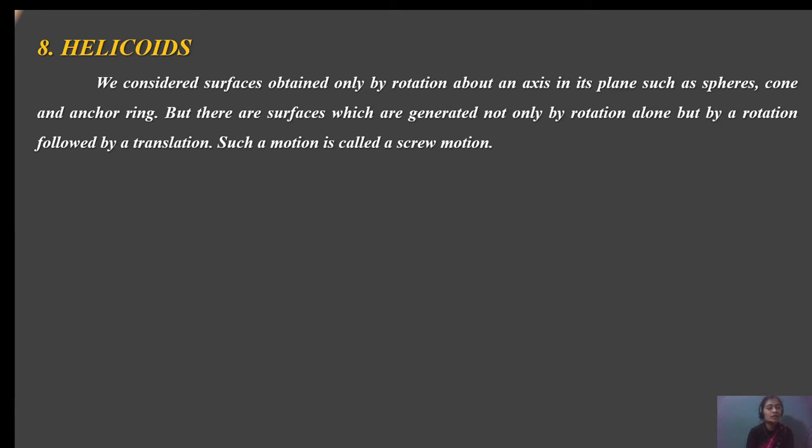We consider surfaces obtained only by the rotation about an axis in its plane, such as the sphere, the anchor ring as well as a cone. But there are surfaces which are generated not only by rotation but by rotation followed by translation. Such a motion is called a screw motion.